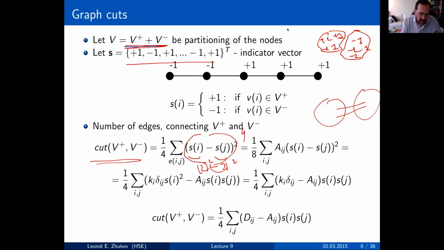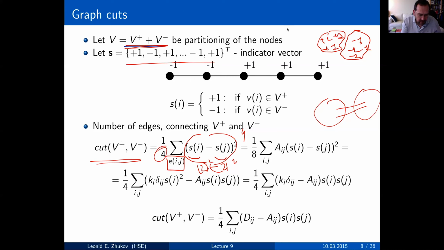Okay. Now, we don't want the contribution to be equal to 4. That's why we normalize by 1/4, such that the contribution is only 1 for every edge that connects two partitions. And we sum up here only over those pairs of nodes that are connected by an edge, because we still need to follow the graph. Okay? So the sum goes over all the edges.